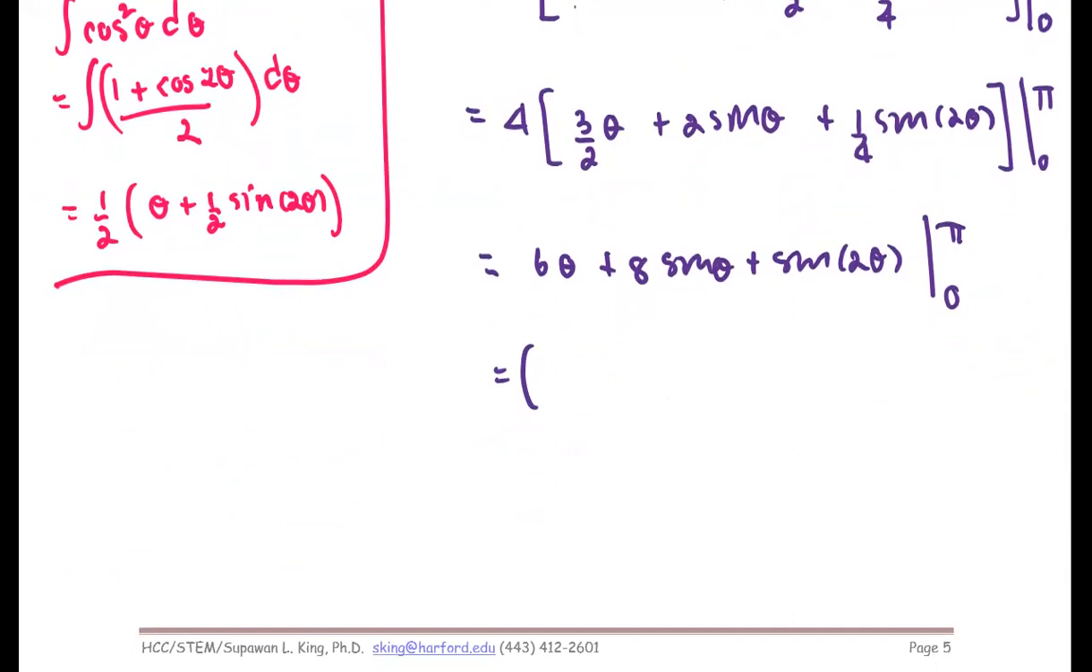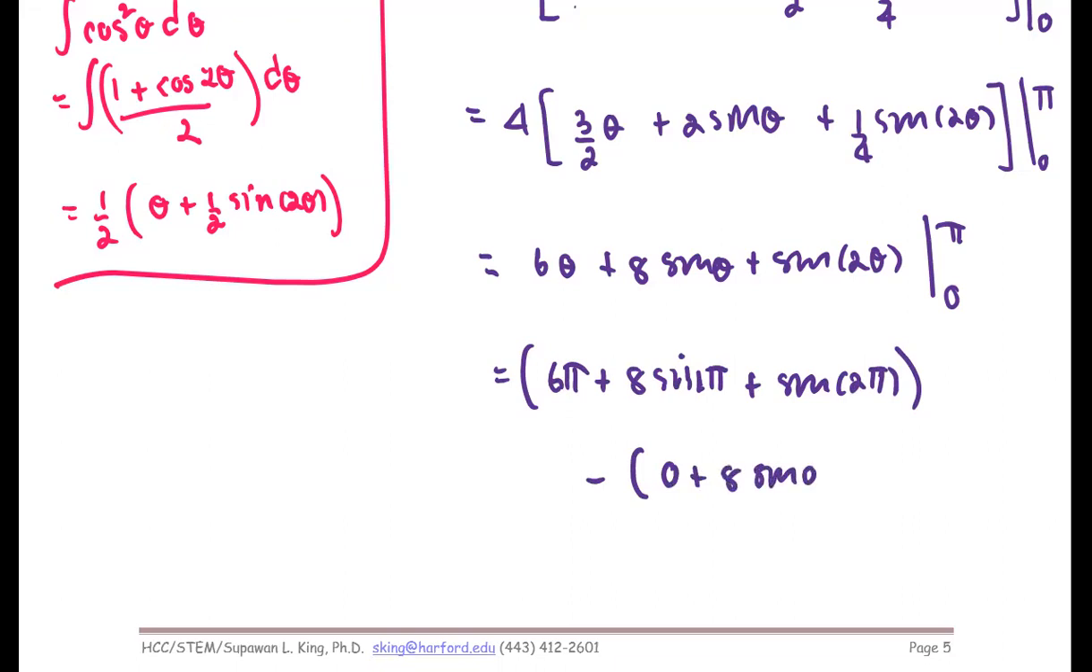Replace the theta with pi, the upper limit. We get 6 pi plus 8 times sine pi plus sine of 2 pi, and then subtracted by 6 times 0, plus 8 times sine of 0, plus sine of 0. Sine 0 is gone, sine 2 pi is gone, sine pi is gone, so the answer is 6 pi.